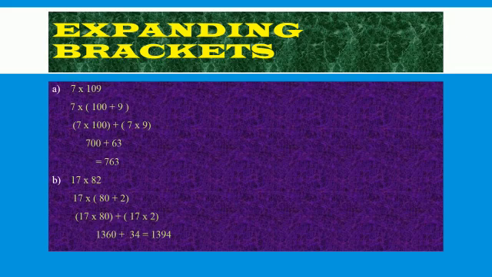According to the distributive law, 7 will be multiplied with 100 and 9 separately, with the addition sign in between. By performing the operation within the bracket, we get 700 plus 63. The final sum is 763. You have one more problem to verify. Try this, children.